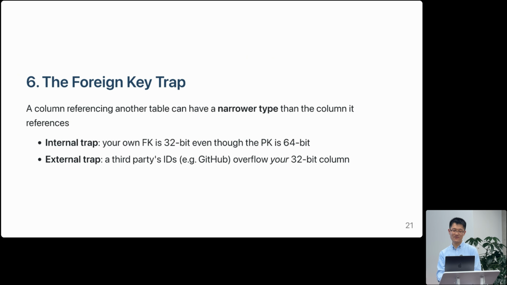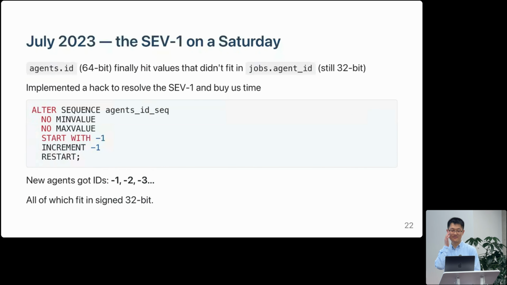Oh yeah, let's talk about that Sev1, which was a really fun story, maybe for some people, not for the people that worked on it on a Saturday. So yeah, our agent's ID table was 64 bits, so that was fine. It was a big int. But one of our foreign key tables, the jobs table referencing agent ID, was still 32 bits. And so this was really funny. It was an incident. There was an outage, basically.